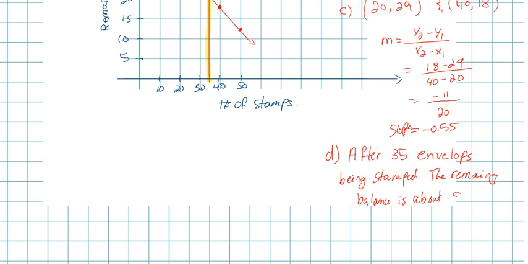Okay, can I ask a question? Of course. For C, calculate the slope of the line. Why didn't you use the y equals mx plus b? Because it's just asking me for the slope, it's not asking me for the equation of the line. Oh, okay. So that's the difference.